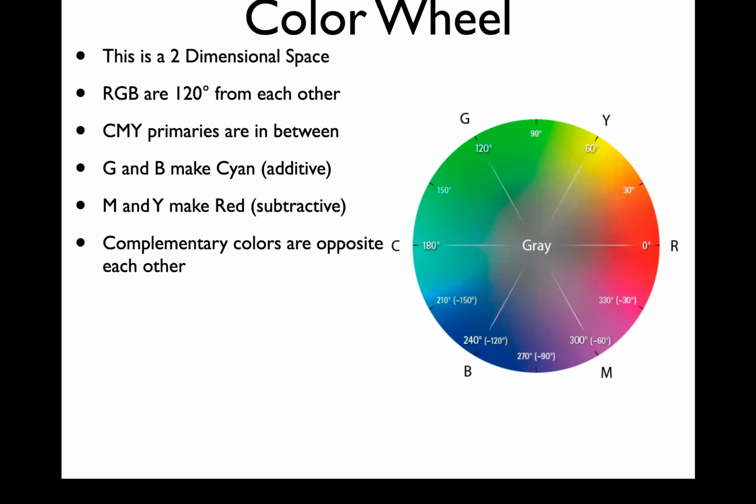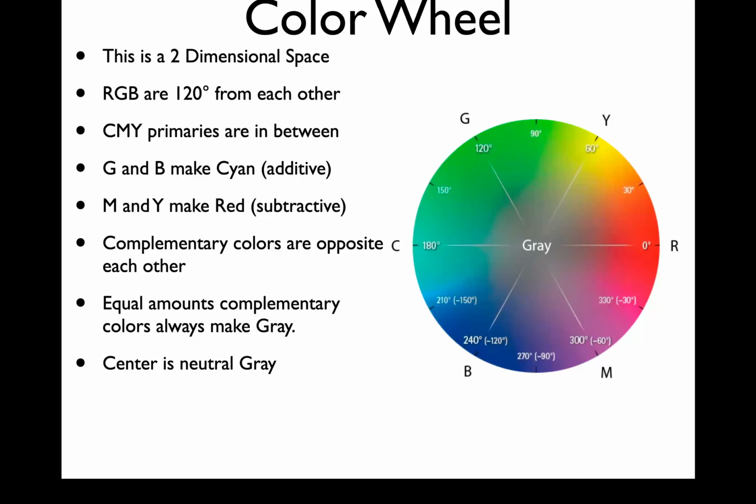So complementary colors are opposite to each other. We just talked about that. Equal amounts of complementary color always make gray. We talked about that. The gray center is a neutral gray. Saturation is at the greatest edges here. This is really critical to how we work with color when we're trying to translate from screen to print. But brightness is missing. You don't see any white in here, and you don't see any black in here. Again, this is only two-dimensional.